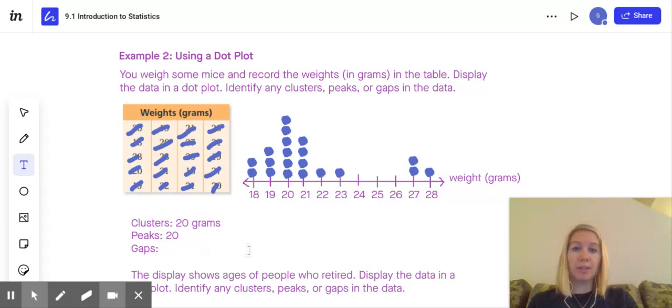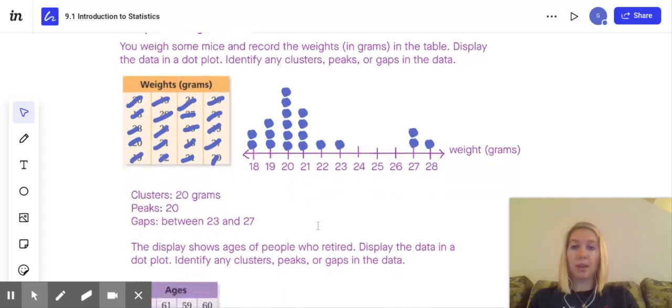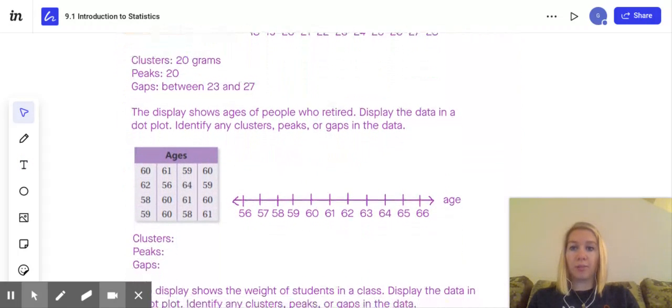And gaps, now this is where maybe we don't see any mice at all. So I see a gap between 23 and 27 because there's no mice that weighed in at 24, 25, or 26 grams. So between 23 and 27. Okay, so that's it for that one. Let's check out another problem.